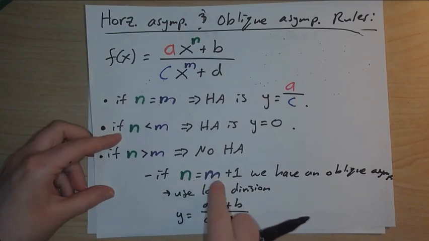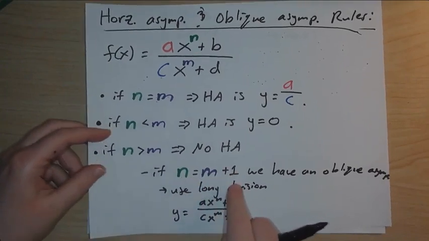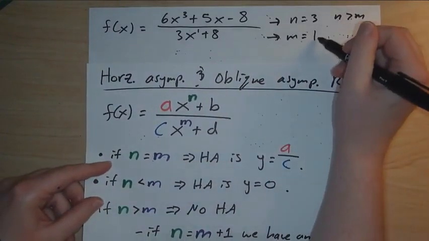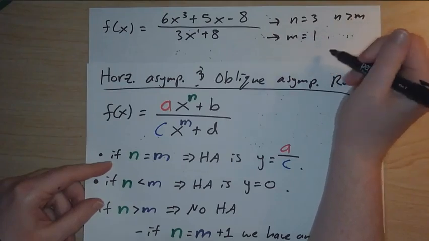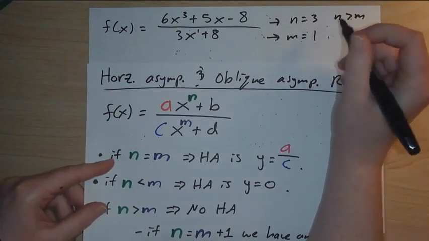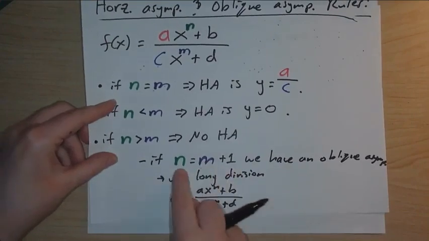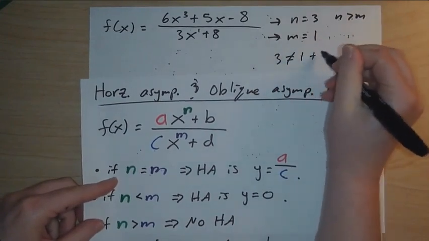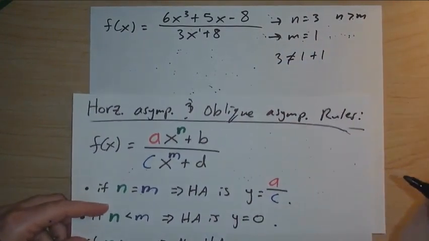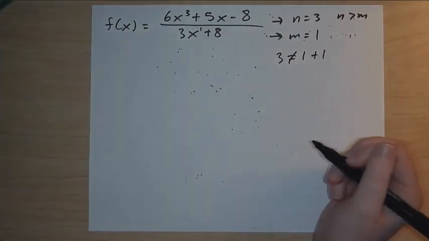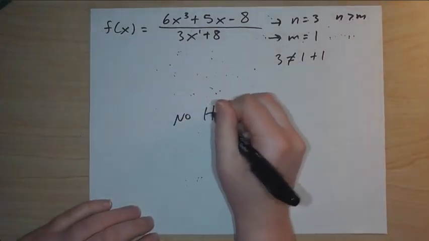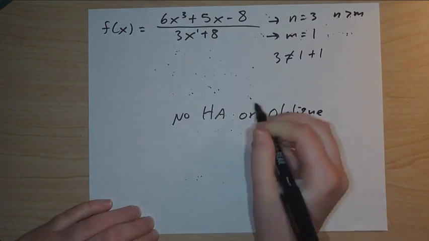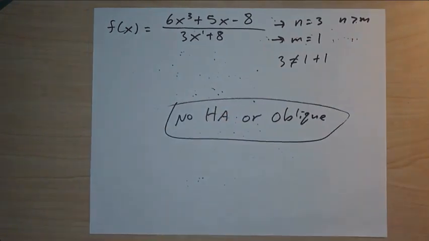If n is greater than m by exactly 1, then we have an oblique asymptote. But we see that if we add 1 to m, it's 2, and n is still greater than it. So because it doesn't fulfill this rule right here, 3 does not equal m plus 1. Because of that, there are no horizontal or oblique asymptotes. So that's also a possibility.